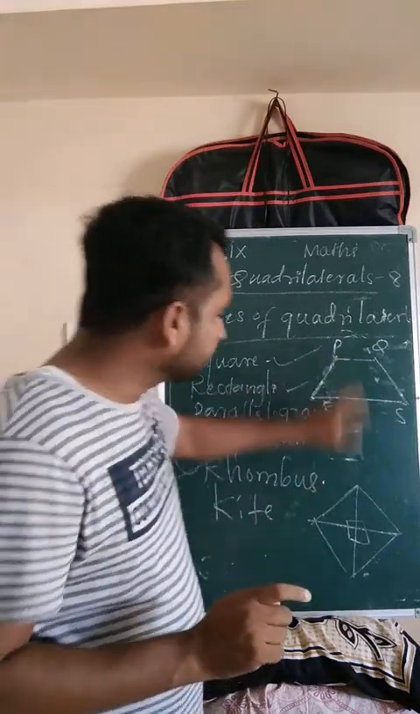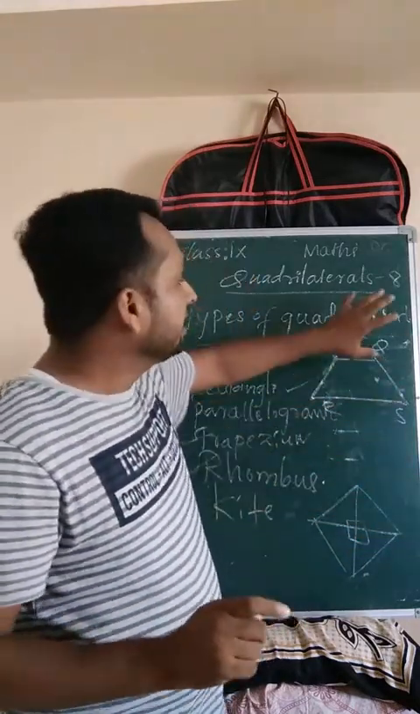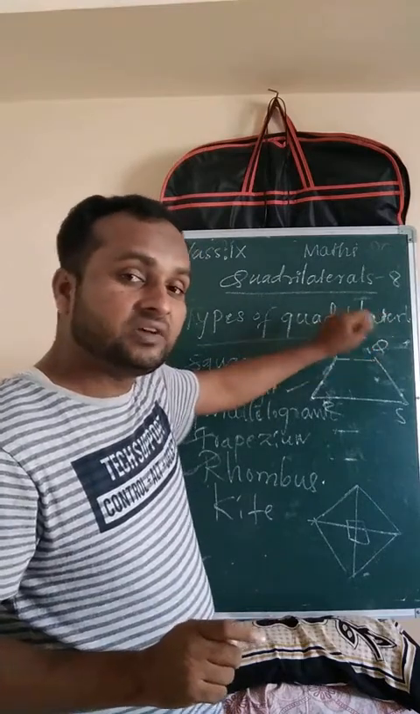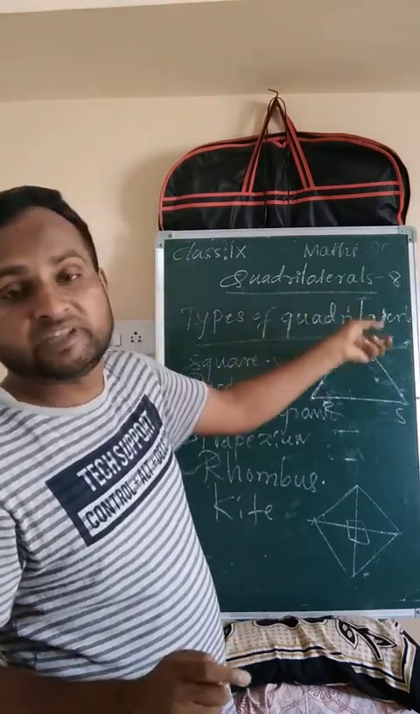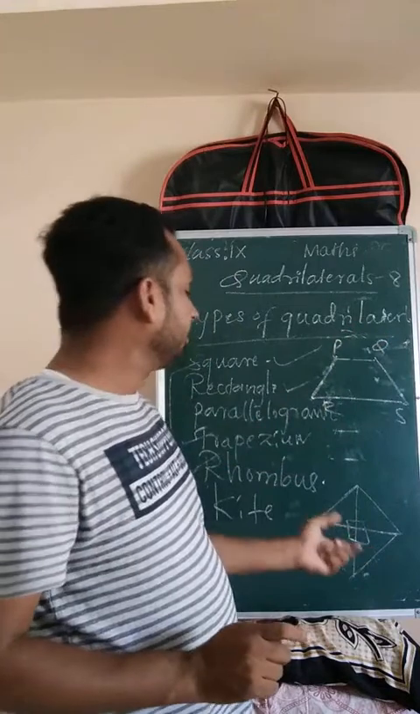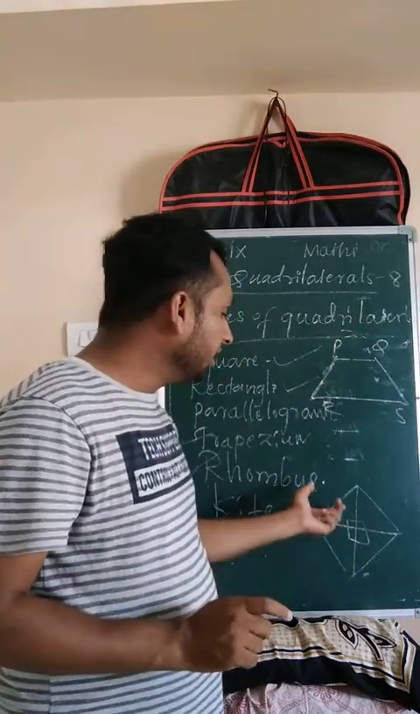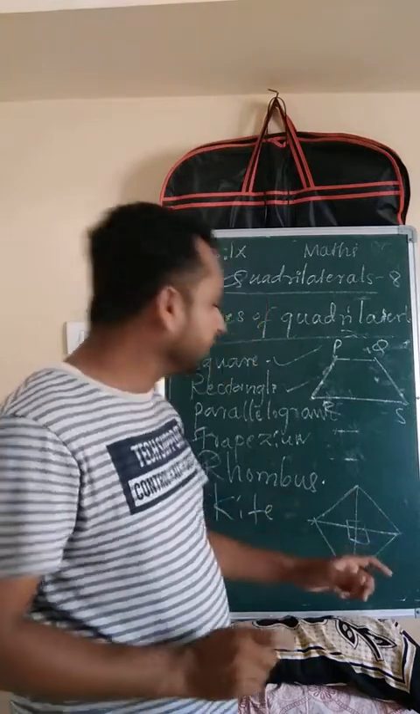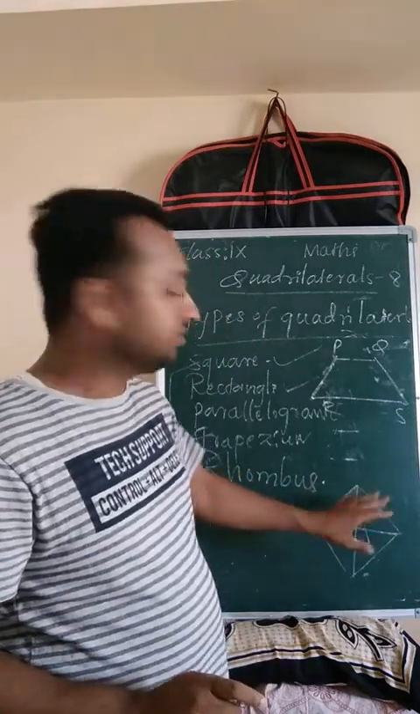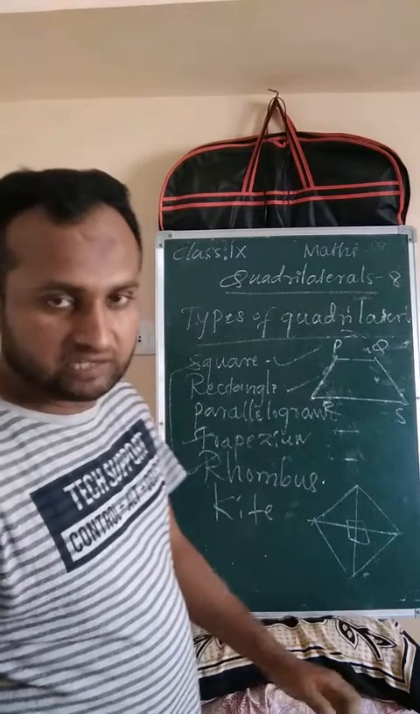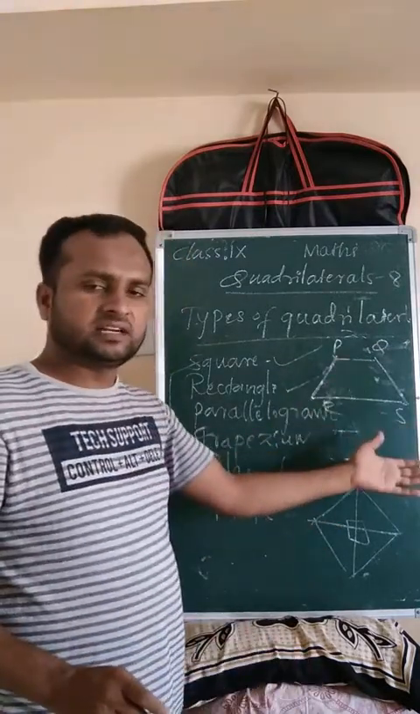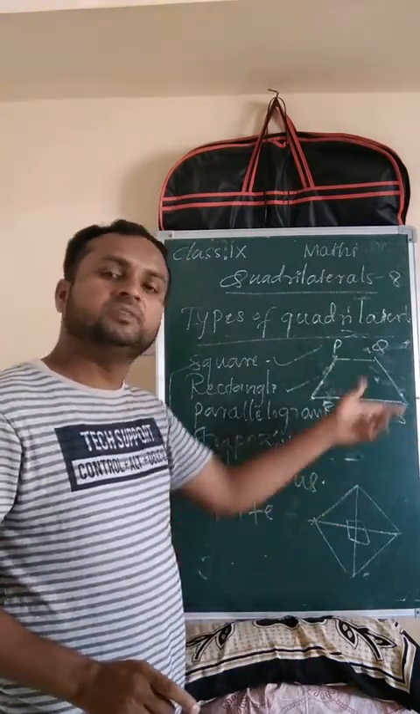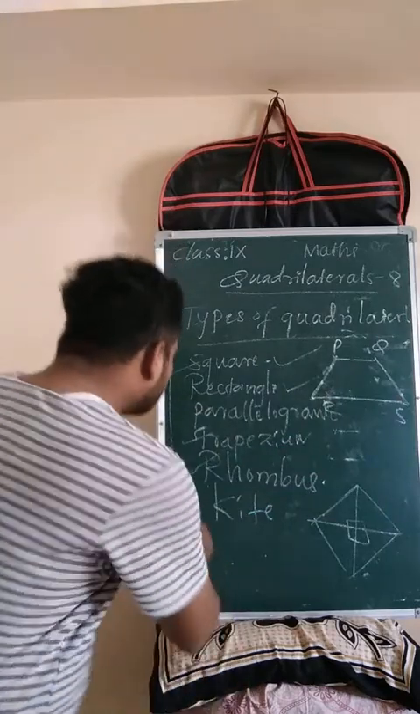Remember, the difference between the square and the rhombus is that the square has all sides equal, each angle is 90 degrees, and the diagonals bisect each other at the perpendicular. But in the rhombus, only all sides are equal and the diagonals bisect each other at the perpendicular, but all angles are not equal, only opposite angles are equal. Clear? About this, there are theorems on how the diagonals bisect each other at perpendicular; we'll see that next. Now the last one is the kite.